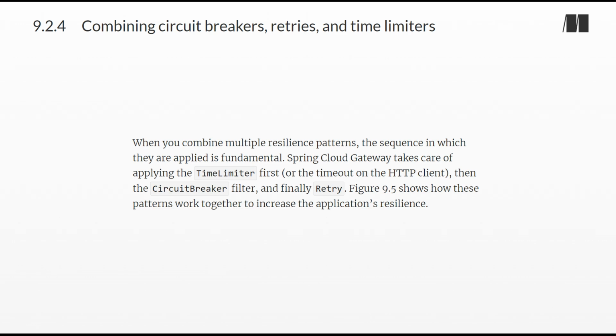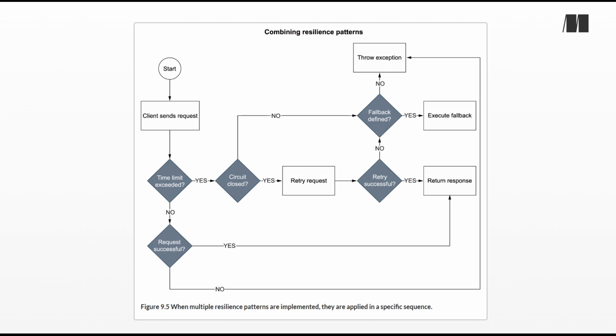When you combine multiple resilience patterns, the sequence in which they are applied is fundamental. Spring Cloud Gateway takes care of applying the time limiter first, or the timeout on the HTTP client, then the circuit breaker filter, and finally, retry. Figure 9.5 shows how these patterns work together to increase the application's resilience. Figure 9.5. When multiple resilience patterns are implemented, they are applied in a specific sequence.